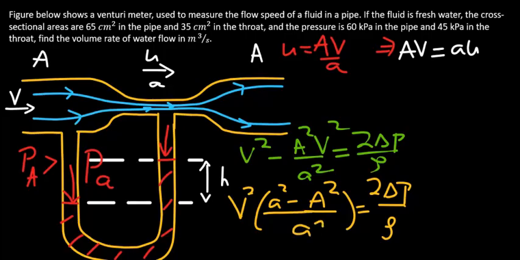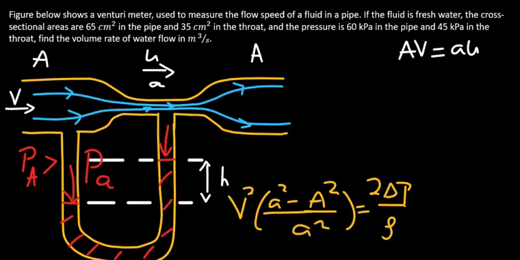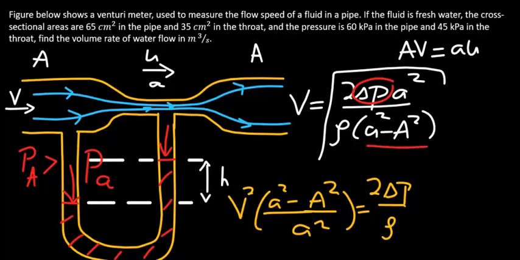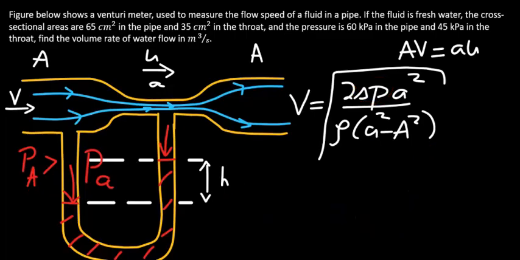The quantity in the bracket can be written like that. And now you can solve for capital V. So capital V equals 2 delta P A squared over rho little a squared minus capital A squared, and the whole thing square root. You notice that although this is a negative number, this is also a negative number, resulting in a positive argument for the radical sign. In order to calculate the volume flow rate, you need to have a numerical value for capital V and multiply that with capital A, which we already know.